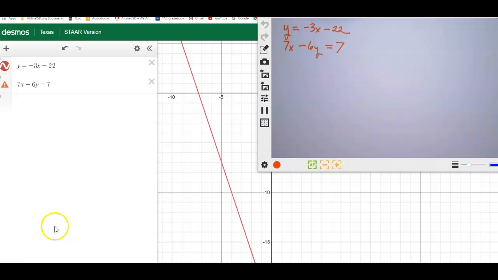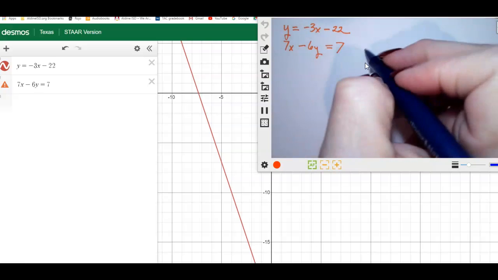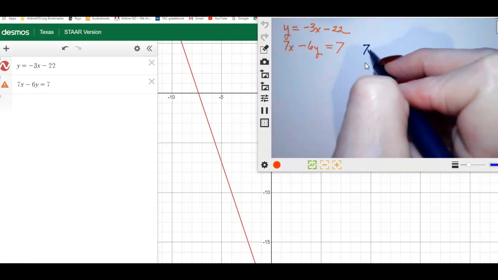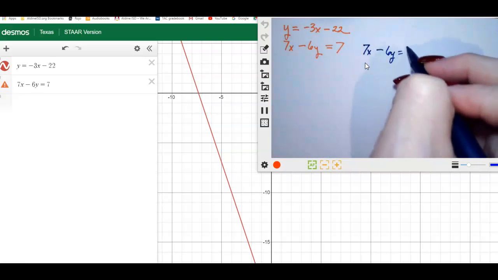So as you can see, I've typed my equation into Desmos, and of course we have to use the Desmos star version, and it won't take this. So if you want to not do substitution, because this is not a bad one to do substitution on, but let's say I want to go ahead and do Desmos, I want to graph it, then I need to change this into slope-intercept. So I need to take this, 7x minus 6y equals 7.